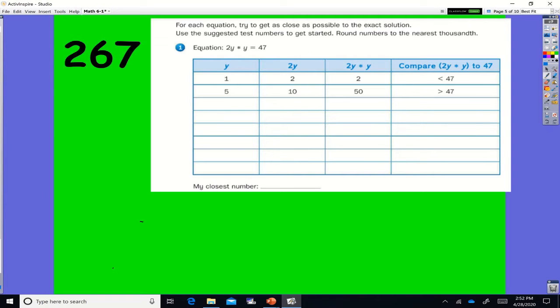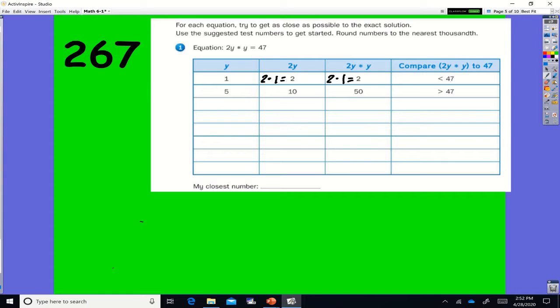So I have this right here, and this is my equation: 2 times y equals 47. So we're trying to get it as close to 47 as we possibly can. What they did is they kept the 2, and then where there's y, they put a 1 in. So 2 times 1 gives us 2. The 2y we already know gives us 2, and then we times that by 1 because our variable y is here, which also gives us 2. That is less than 47.